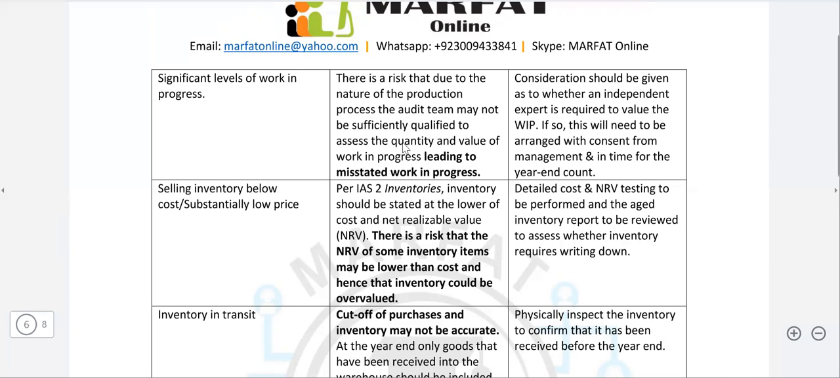So there's a risk that due to the nature of the production process, the audit team may not be sufficiently qualified to assess the quantity and the value of the work in progress, related to the misstated work in progress. Whatever the management will be telling us, we will be accepting their figures because we are not sufficiently qualified to deal with it.